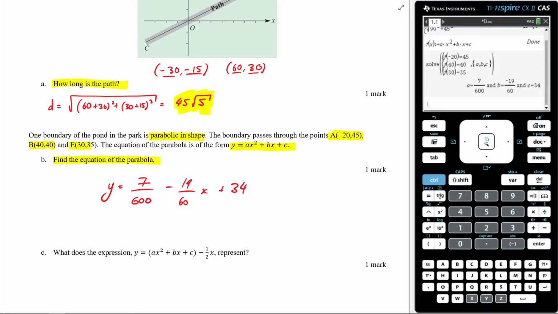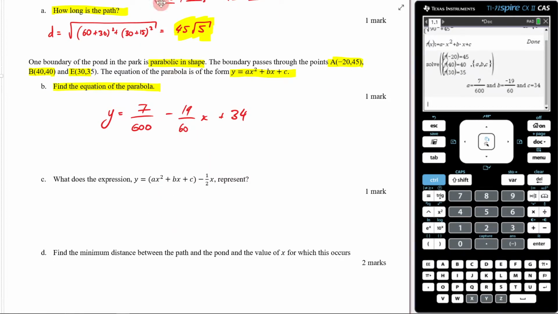Having now done all of this, we're going to move on to our next question here. And this question is a bit odd. It's not often where you have to write something down, but still a good question for us to look at and see if we can make sense of it. So let's give it a read. It says, if I can get my highlighter, what does this expression represent?